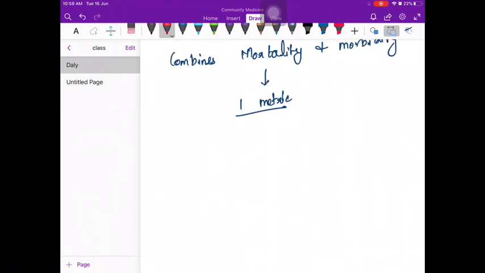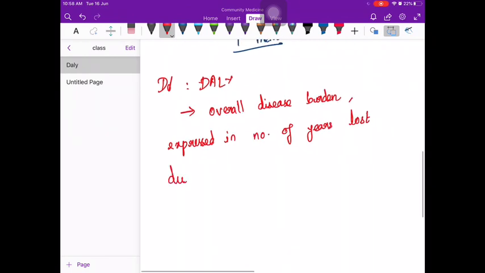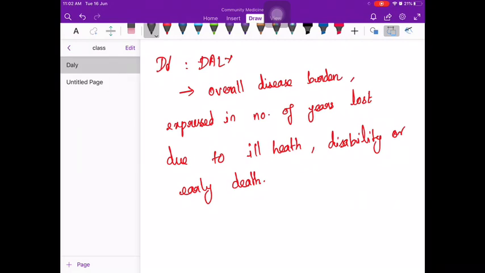With this introduction, let's see the definition of DALY. DALY is the measure of overall disease burden expressed in number of years lost due to ill health or disability or early death. Let us understand this definition with an example.